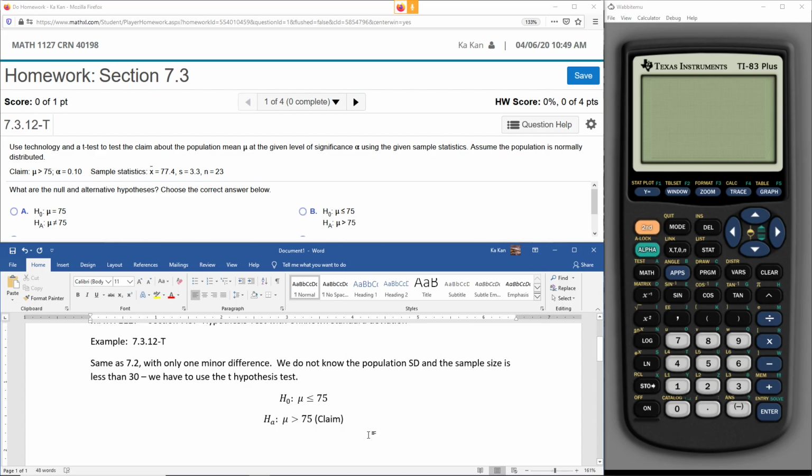We have these sample statistics, meaning somebody did the work for us, did the sample, looked at the data, and they gave us these.